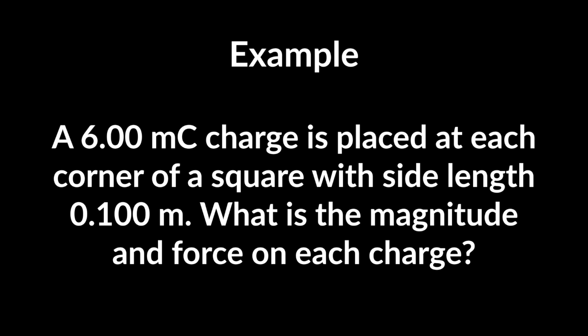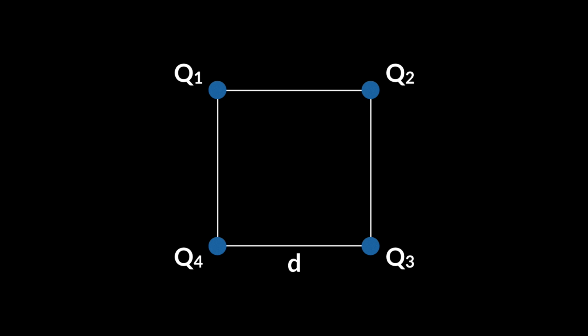Okay, let's look at another example. We have a 6 millicoulomb charge placed at each corner of a square, and this square has a side length of 0.1 meters. And we're interested in finding the magnitude and force on each charge. So we have a diagram here. This is our square, and we labeled the four corners Q1 to Q4. And for simplicity, we're going to stick with the charge of each of them being Q, and the side length being d. And we'll just plug in the actual values at the very end.